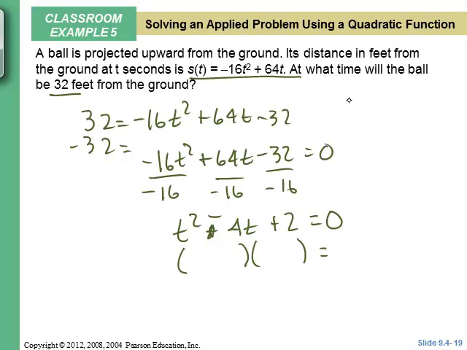Let's use the quadratic formula. Negative b, so that's 4, plus or minus square root. Yeah, there's that middle term is too big. I've got to see here. Maybe I made a mistake.